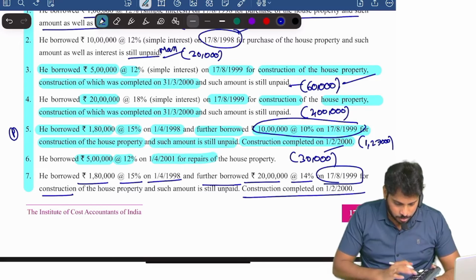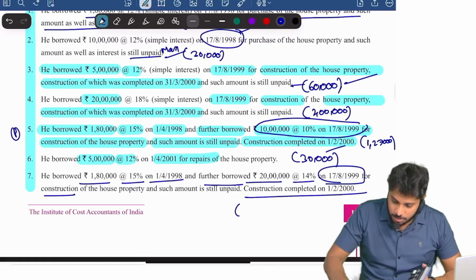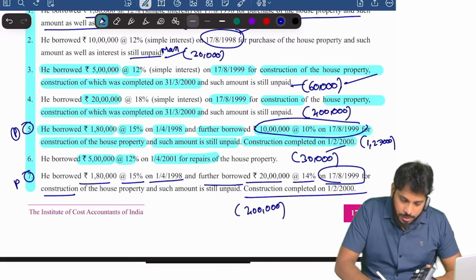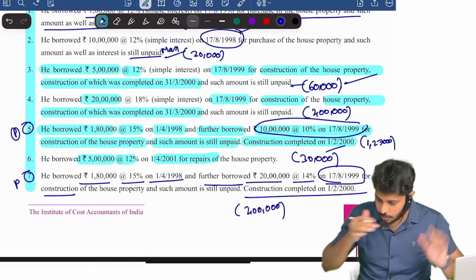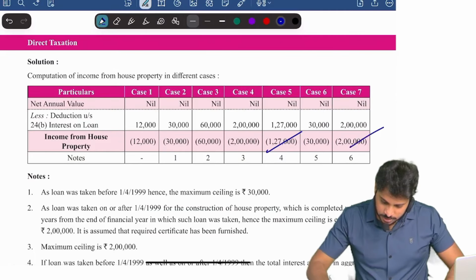20 lakhs into 14%, which is 2 lakh 80, plus 1 lakh 80 into 15%, which is 3 lakh 7. Maximum restriction is 2 lakhs. So this is also a little doubtful. These two I am doubtful because what interpretation they have taken we are not sure. Okay, now look at, whatever I said they took. That's it.